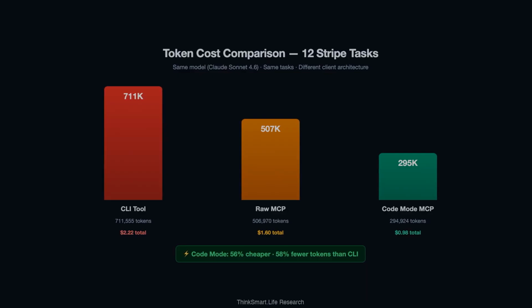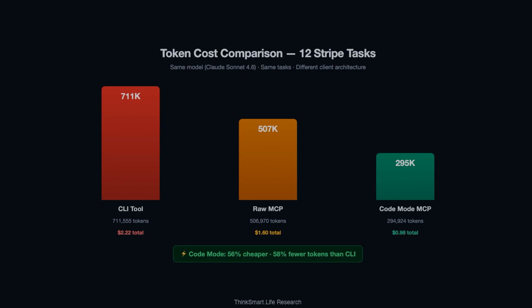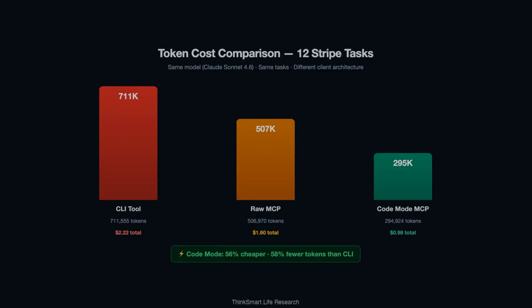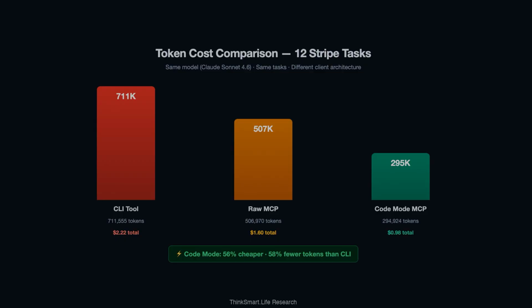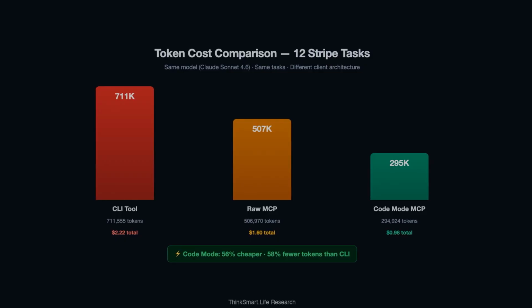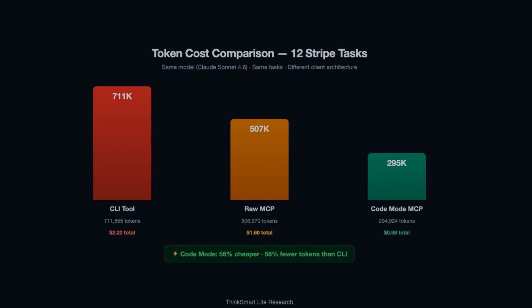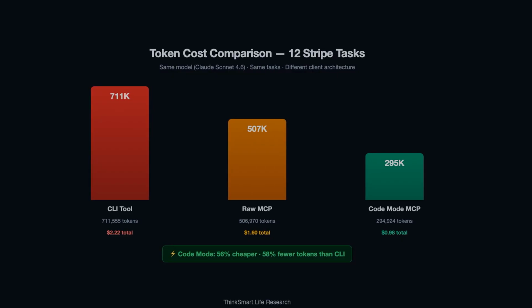Three configurations: CLI tool, raw MCP, and Code Mode MCP. The CLI approach is the traditional function calling model. Each operation is a discrete tool call. Each tool call requires one LLM turn. Raw MCP connects directly to the Stripe MCP server, injecting full tool schemas into context on every request. And Code Mode, I'll explain this one in detail because it's the most important.